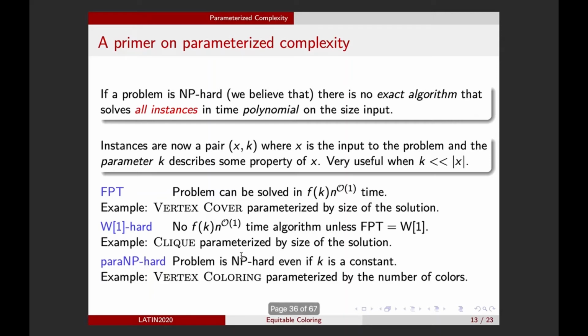And there are even problems which are para-NP-hard. That is, even if the parameter is a constant, we cannot solve them in FPT time, nor any other time. They just cannot be solved very efficiently. And the best example is vertex coloring, parameterized by the number of colors.